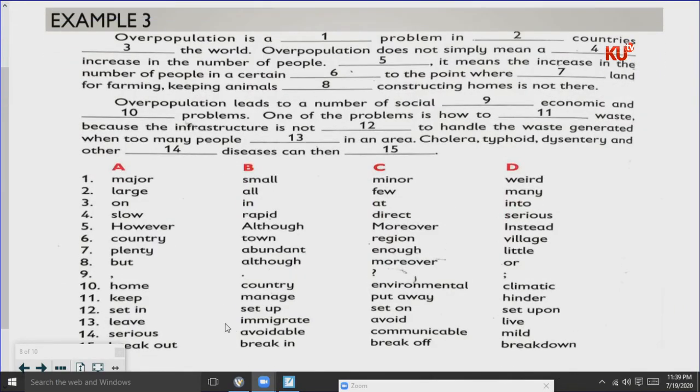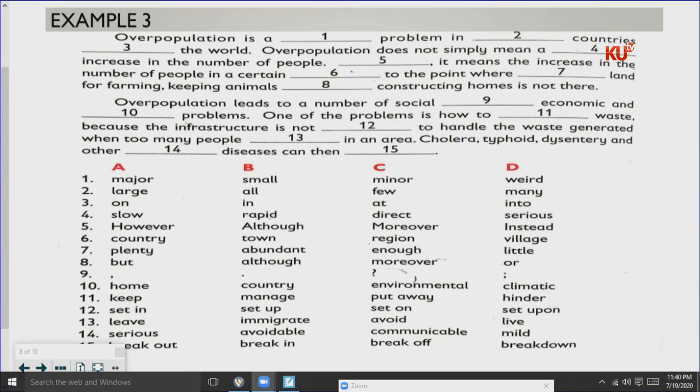Example 3, first. Overpopulation is a dash problem in dash countries, dash the world. Overpopulation does not simply mean a dash increase in the number of people, dash. It means the increase in the number of people in a certain dash to the point where dash land for farming, keeping animals, dash constructing homes is not there. Then it continues saying, overpopulation leads to a number of social dash, economic and dash problems. One of the problems is how to dash waste, because the infrastructure is not dash to handle the waste generated when too many people dash in an area. Cholera, typhoid, dysentery, and other dash diseases can then dash.